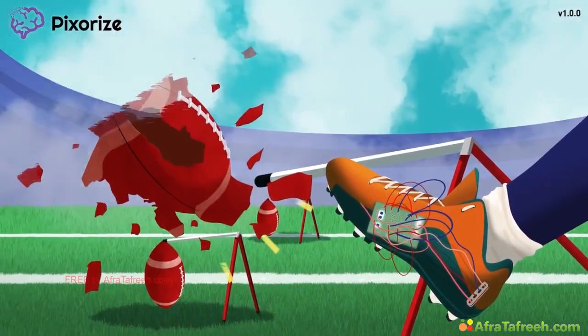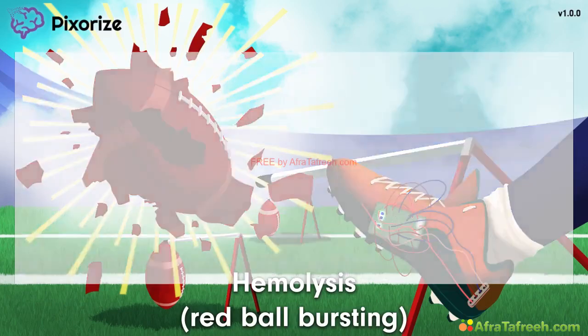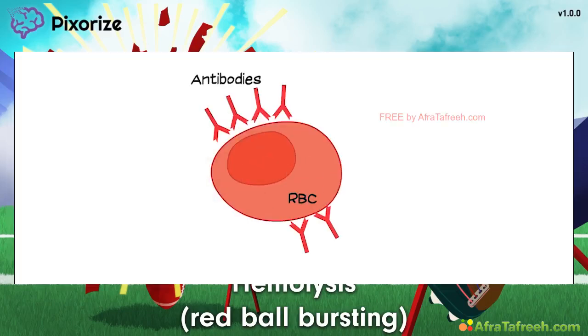Notice how I've kicked this football so hard here that it has exploded. By the way, doesn't this red football kind of remind you of red blood cells? Since it's red colored and round, right? So this red ball exploding should remind you of hemolysis, since hemolysis just describes the bursting of red blood cells. Autoimmune hemolysis is a classic example of type 2 hypersensitivity. In this case, antibodies bind to antigens expressed on red blood cells.